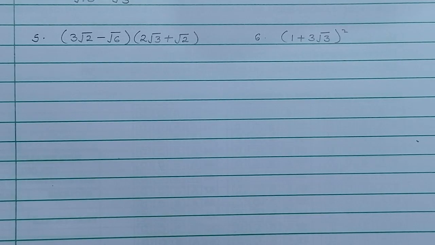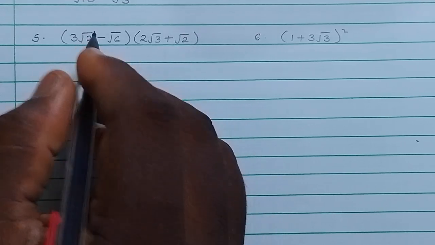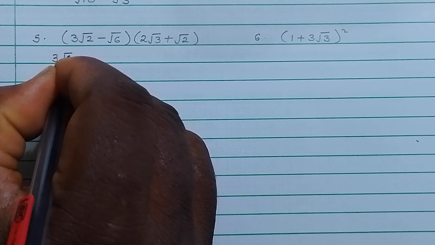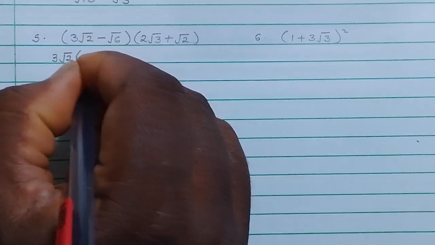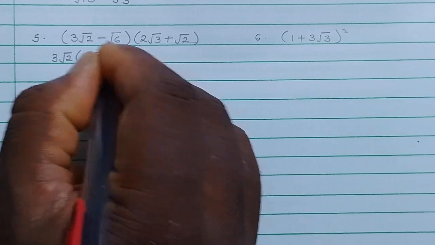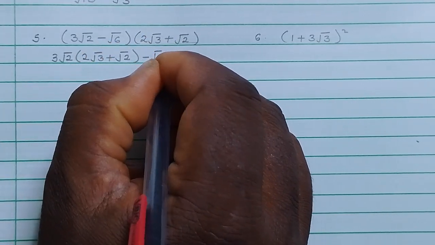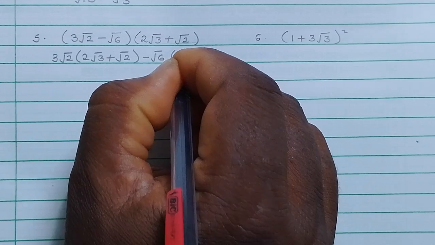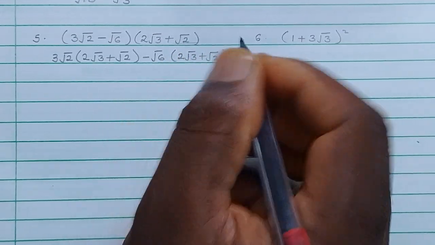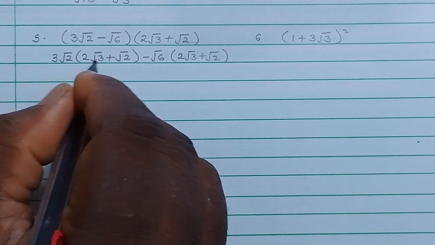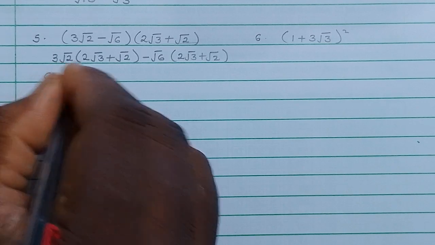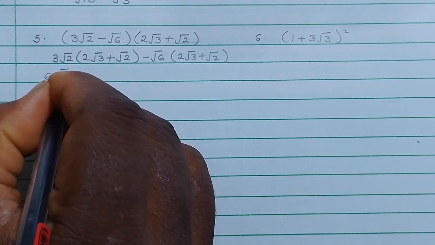Moving on to question number 5, we are going to multiply 3 root 2 with everything here. So we have this minus root 6. We multiply everything here. So we have this. We simplify for that. This multiplied by this. 3 times 2 is 6. Root 2 times root 3 is root 6.